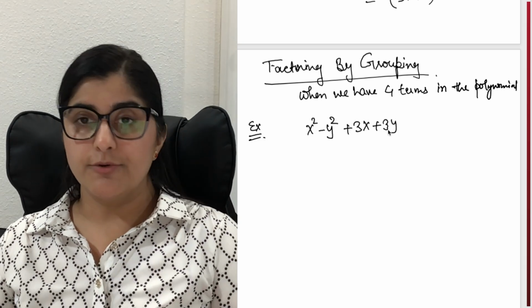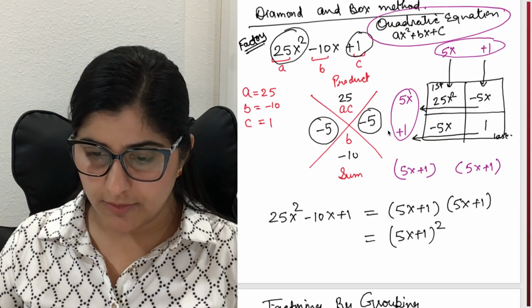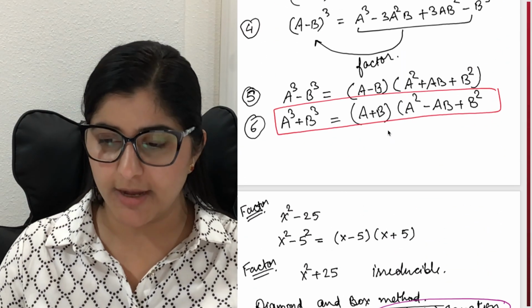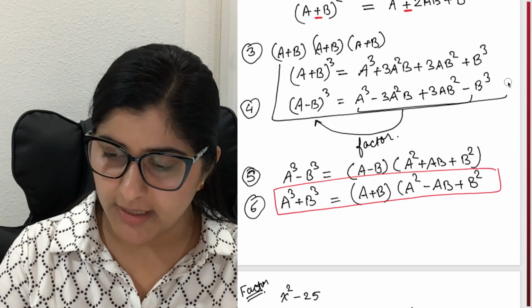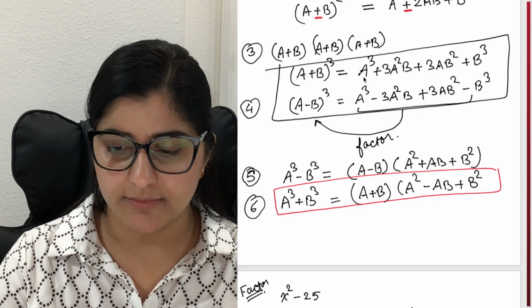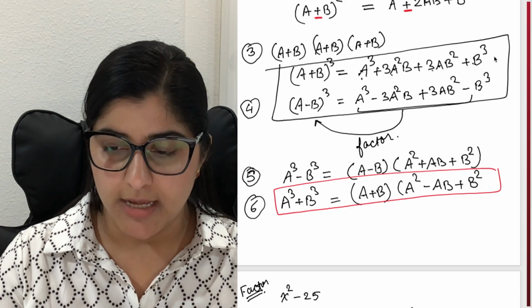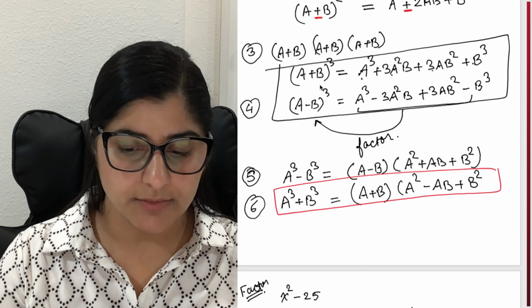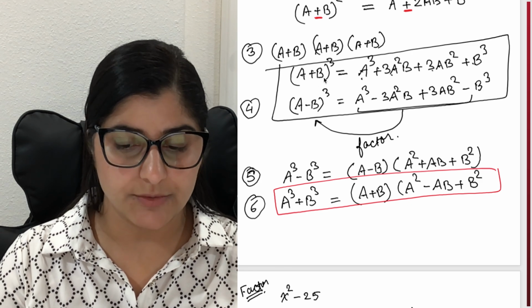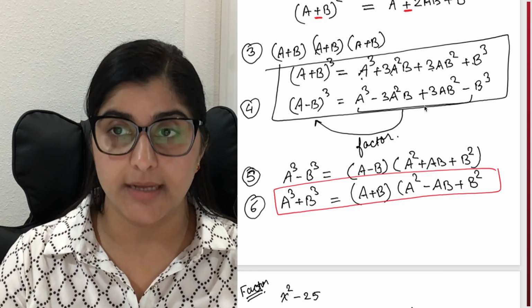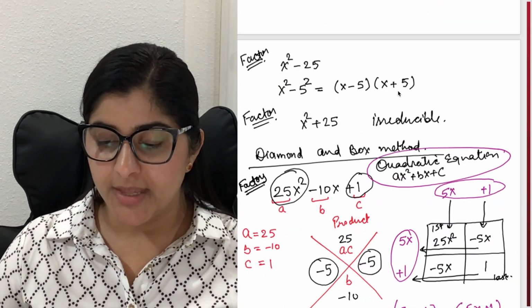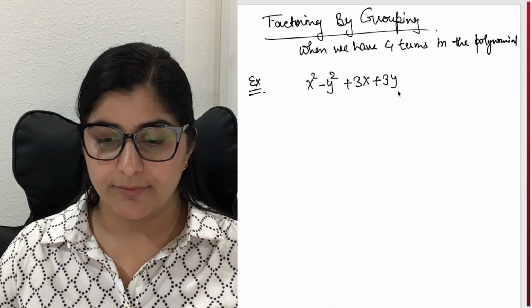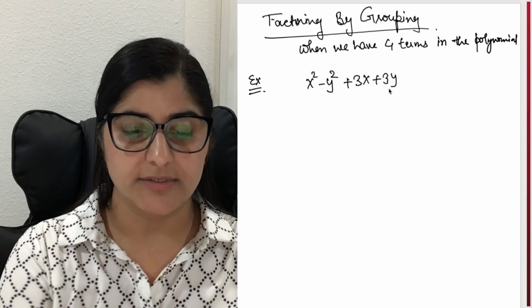So when you have 4 terms, these two formulas also have 4 terms, 1, 2, 3, 4. So when you have 4 terms, you can also see if you can use any one of these two formulas according to the plus and minus sign. But if neither of these two formulas is working, the other method when we have 4 terms is factoring by grouping.